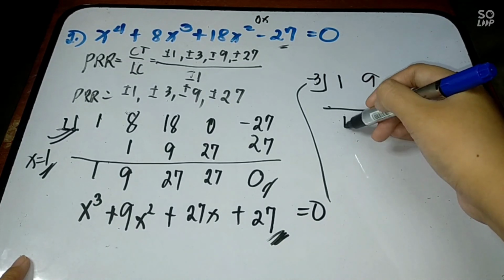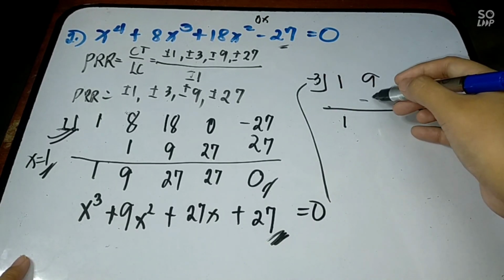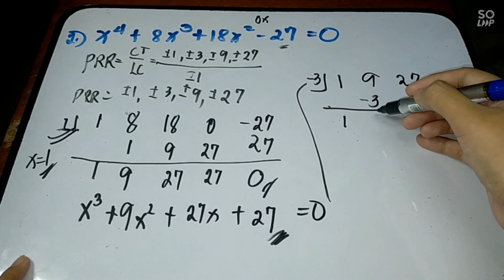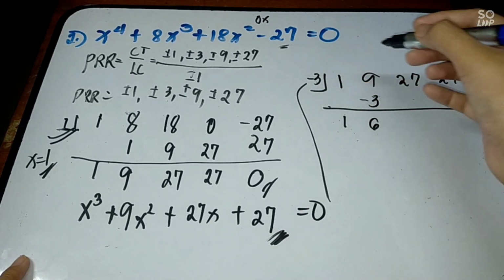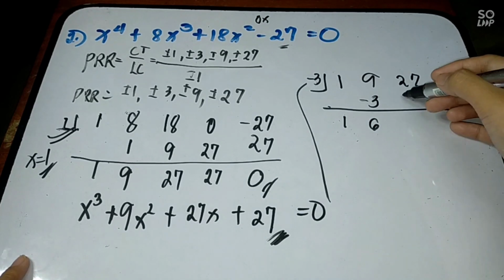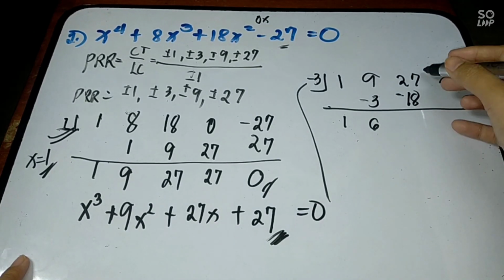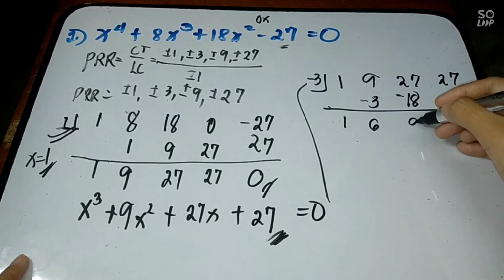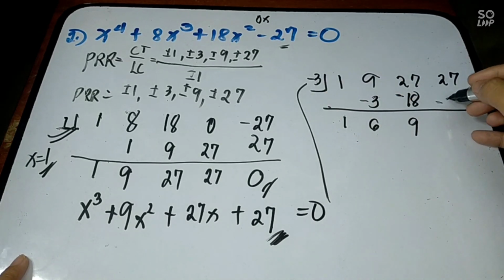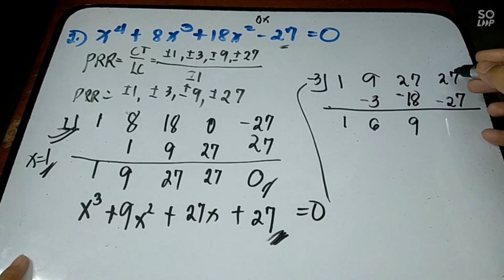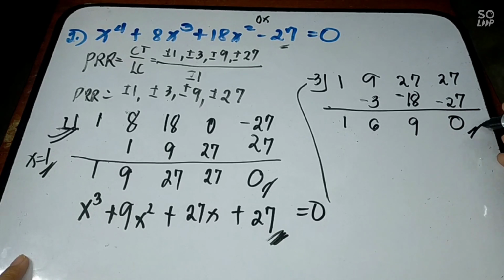So, bring down 1. 1 times negative 3, the answer is negative 3. 9 plus negative 3, the answer is 6. 6 times negative 3, the answer is negative 18. Then, just add, the answer here is 9. 9 times negative 3, the answer is negative 27. Then, 27 minus 27, we have here 0.